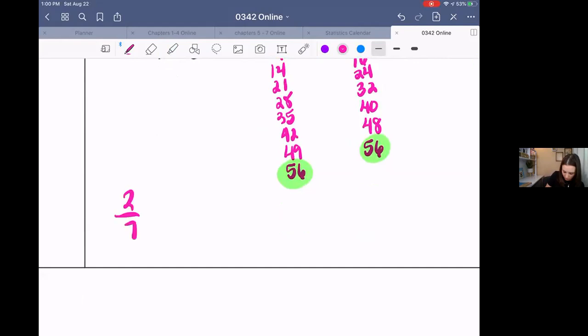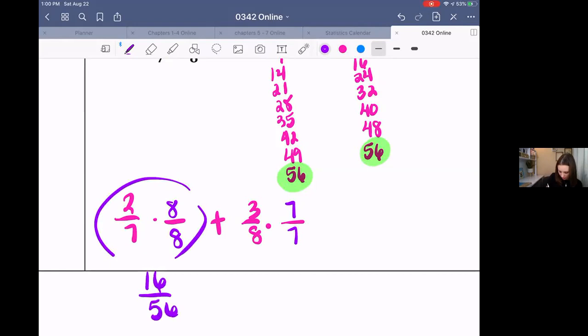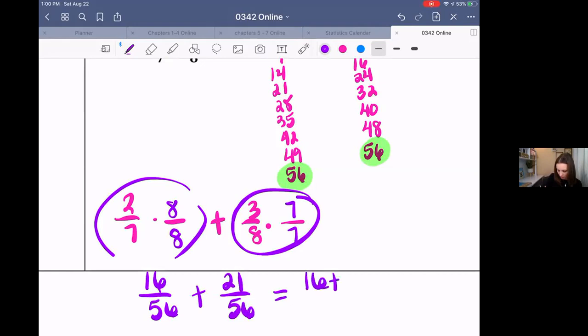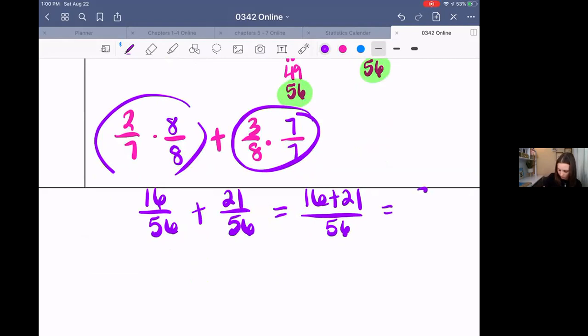We have 2/7 times something plus 3/8 times something. My 8 got kind of weird. Let's redo that. And then we're going to fill in. 7 times something is 56. 8 times something is 56. So then we multiply these. We multiply these. Now we have a common denominator. Oh, you can't see. There you go. Sorry. And we get our answer.